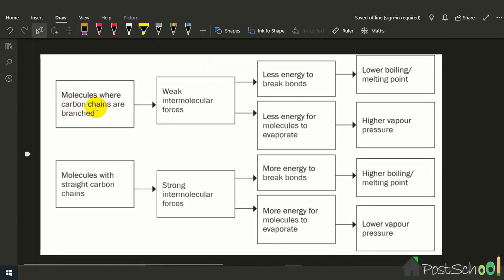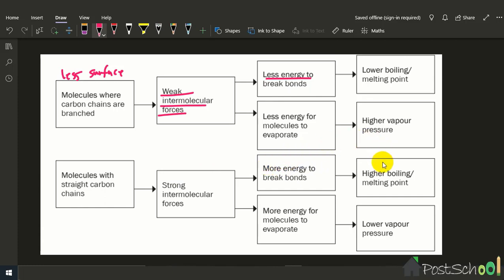Molecules where carbon chains are branched should lapho have less surface area. Lapho results to weak intermolecular forces. Where there is weak intermolecular forces, there will be less energy. Weak, less. Ihamba nje kanjalo. When it's strong, there's more energy. And then where there is more energy, there's higher boiling point.